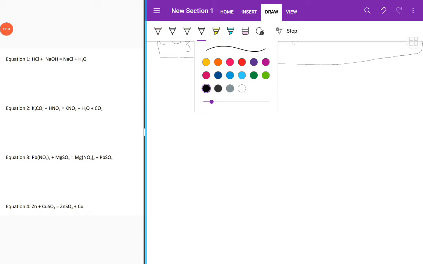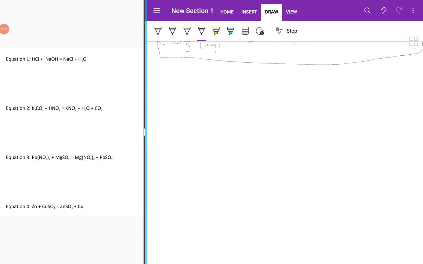Now let's look at the absolute last one. The last one I want to look at with you all is lead nitrate plus magnesium sulfate, giving you magnesium nitrate plus lead sulfate. Okay, so all nitrates are soluble.